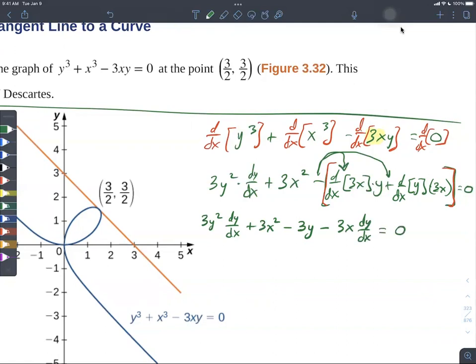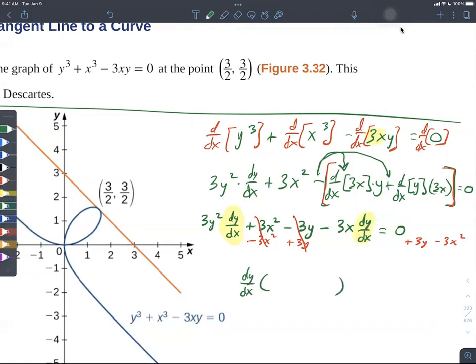Now, part of the procedure here, the next step, once we've differentiated, was to move all the terms that don't have a dy/dx to the other side. This 3x squared does not, so we will subtract 3x squared on both sides. And now notice we only have terms that have dy/dx in them on the left-hand side. And so we factor out that dy/dx.